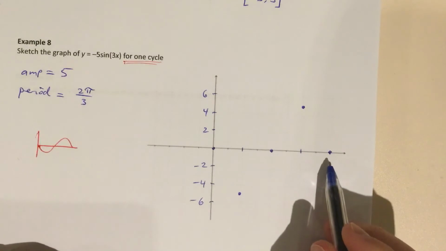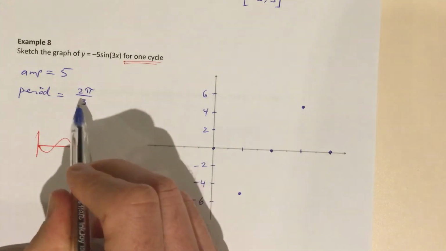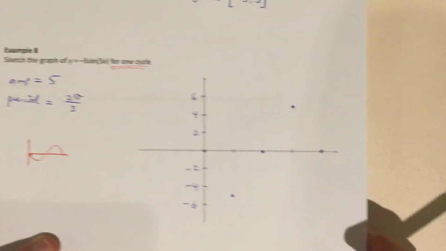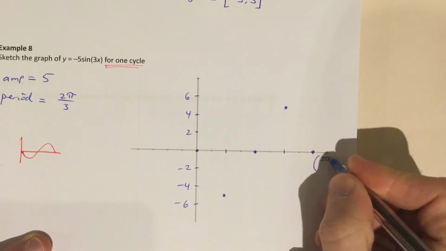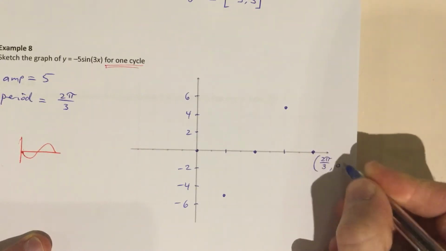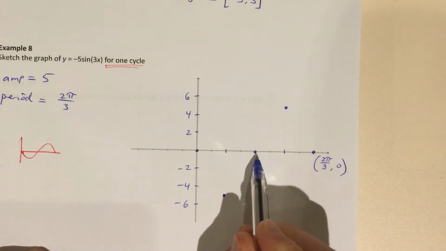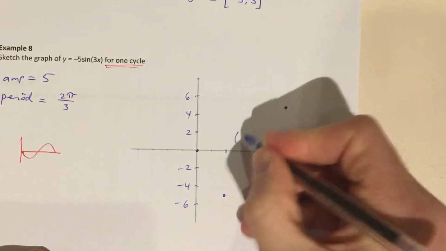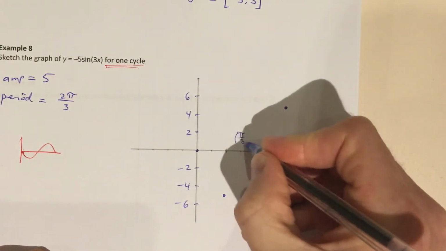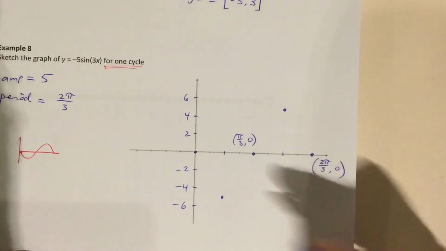The other thing that we need to mark in is our x-intercepts. We knew that a full period was 2 pi on 3. And so this point here will be 2 pi on 3, 0. And this point here, well, that's just halfway to 2 pi on 3, so it's 1 pi on 3. All right, and now I'll try to sketch the curve without making a meal of it.